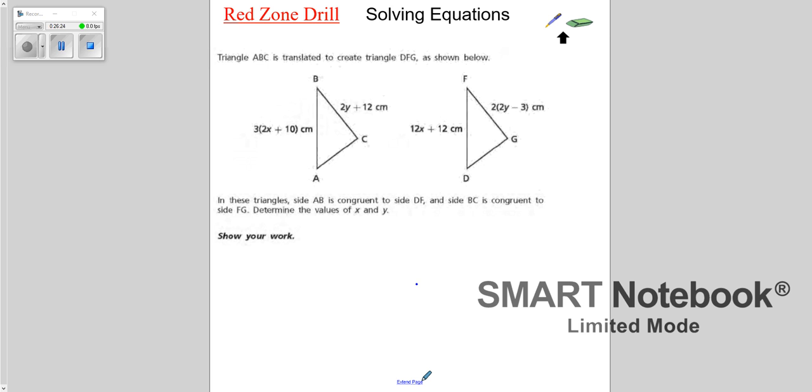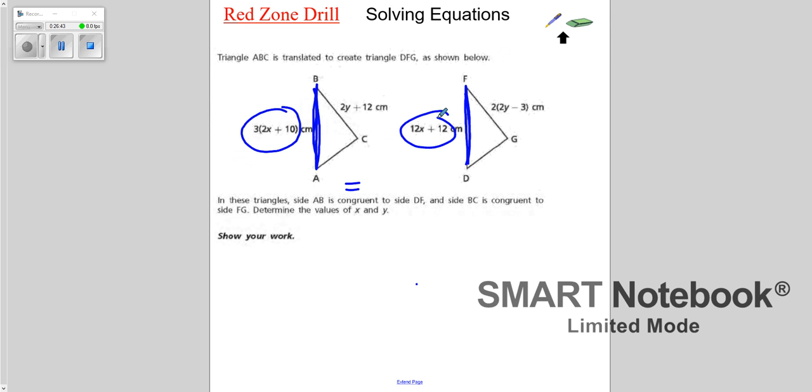It says that side AB is congruent to DF. We know that congruent means equal to. This is side AB. I'm just connecting the side with those letters. This is side DF. It says they're congruent. That means they are equal. So I'm just taking this and setting it equal to that.